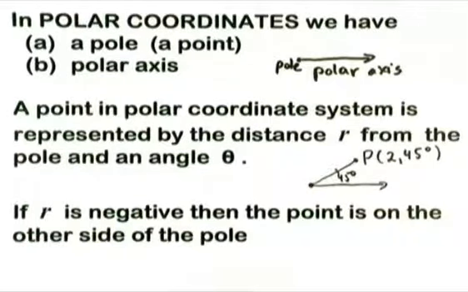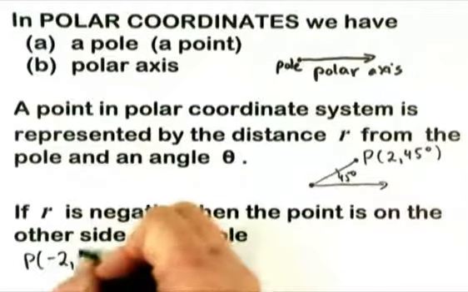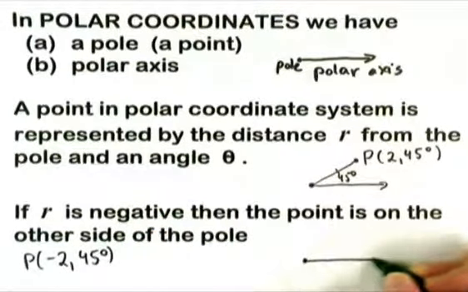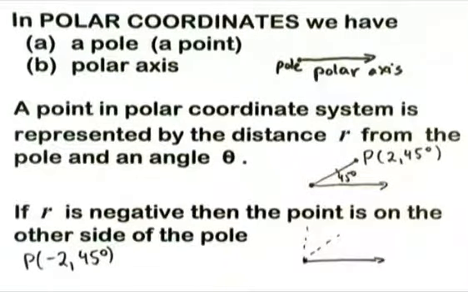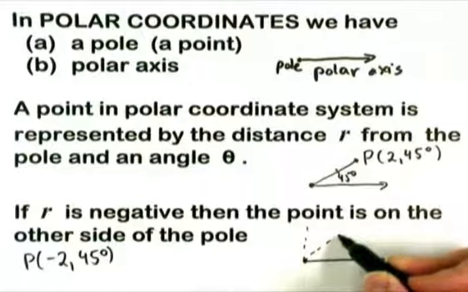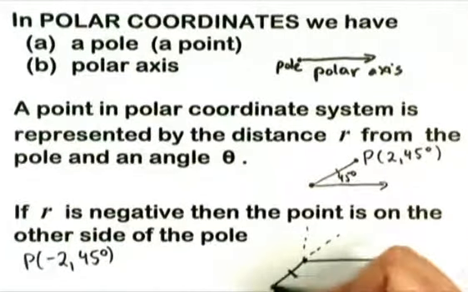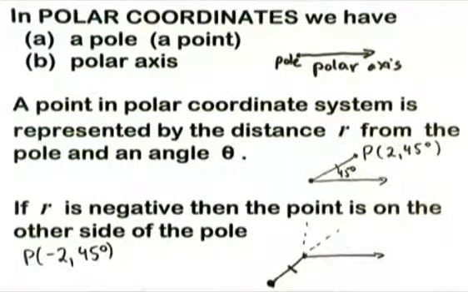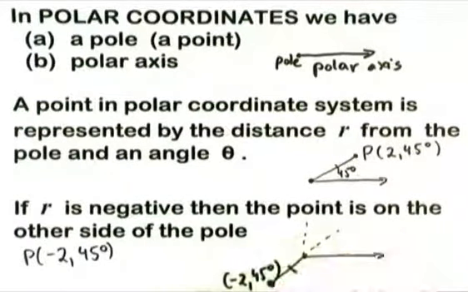If r is negative, then the point is on the other side of the pole. So if I have the point that is -2 and, let's say, 45 degrees, then we have the polar axis. We measure 45 degrees, which is half of 90 degrees, and instead of going two distances to the right, we go on the other side of the pole. So we measure 1, 2, and here is my point. Here is my point that is -2 and 45 degrees.